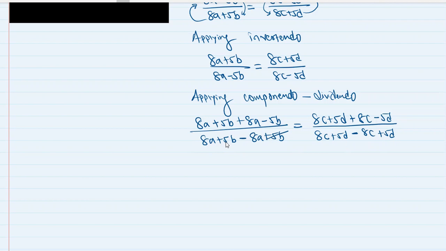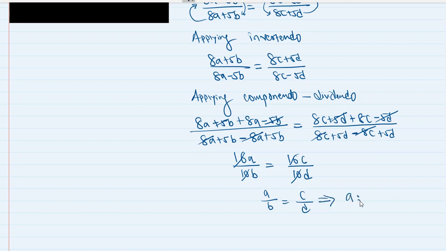So plus 5b, I'm sorry, plus 5b minus 5b gets cut from the numerator, minus 8a plus 8a gets cut over here. Similarly, plus and minus terms will get cut and you get 16a by 10b is equal to 16c by 10d. 16 and 10 will get cut and you get a by b is equal to c by d, which means a is to b is in proportion with c is to d.